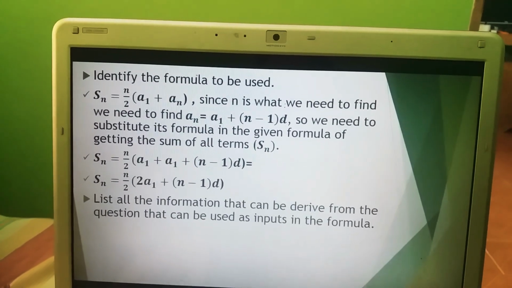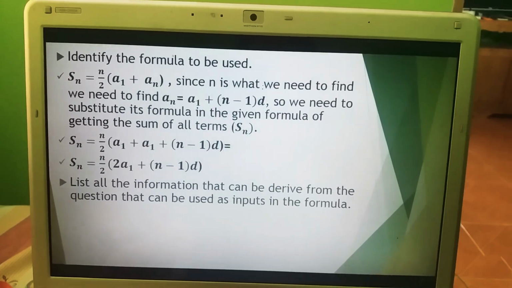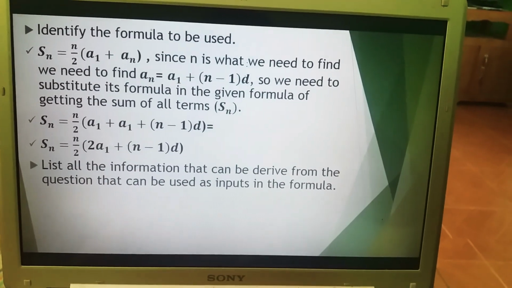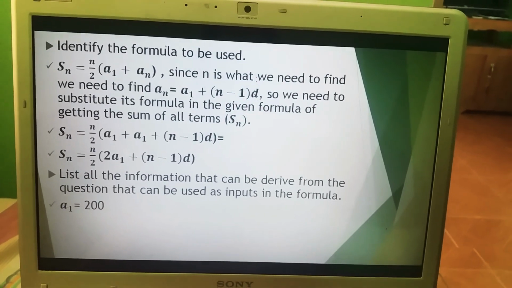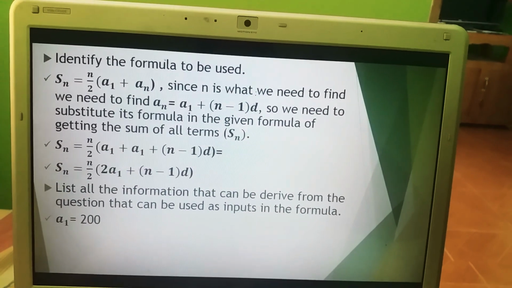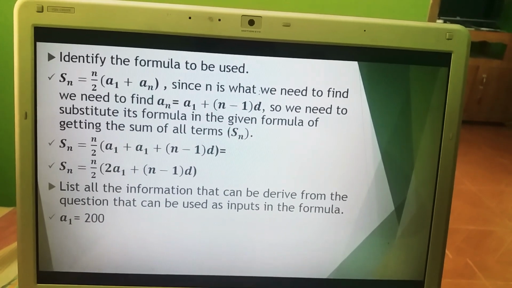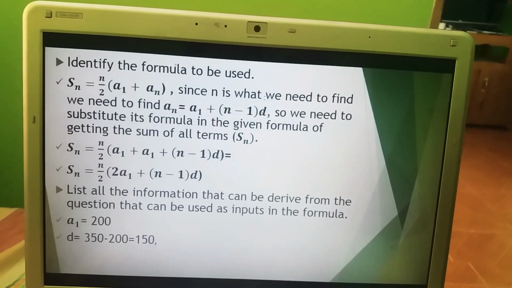Ayan. List all the information that can be derived from the question that can be used as inputs in the formula. Okay? A sub 1, we have 200. Diba yung unang presyo ng bag na binenta niya sa unang buyer is 200. Okay? We are going to find the common difference.